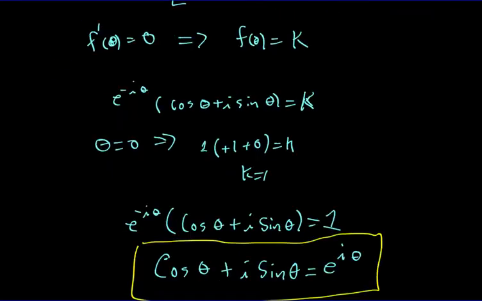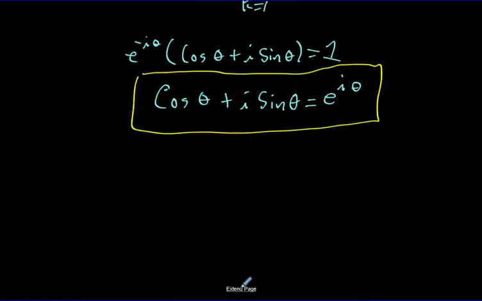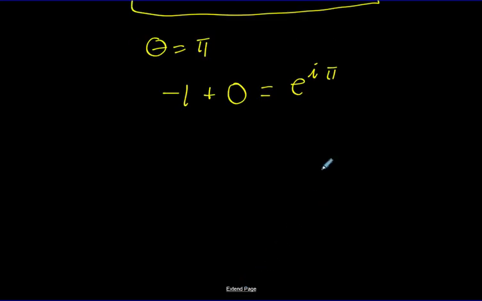Good. Now there's a special case that we need to go over too. That's important. What about if θ is equal to π? Well, if I plug θ equal to π into here, I get -1, plus, plugging θ into here, it's just 0, is equal to e^(iπ). And this is what's referred to as Euler's identity, or I can add 1 to both sides, and e^(iπ) + 1 = 0.